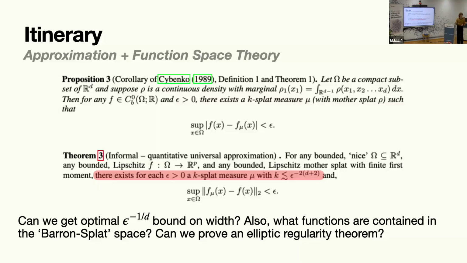And if you turn the crank on the construction with a different activation function, we're hoping to get a simple picture of which functions you can have dimension-free approximation for. It would be the functions contained in the Barron splat space.